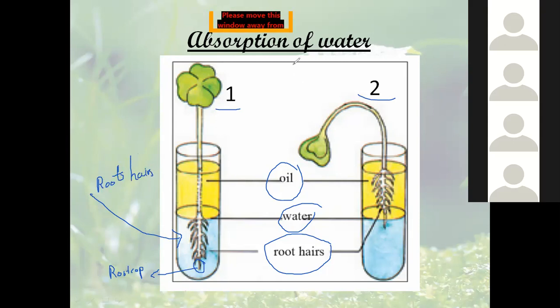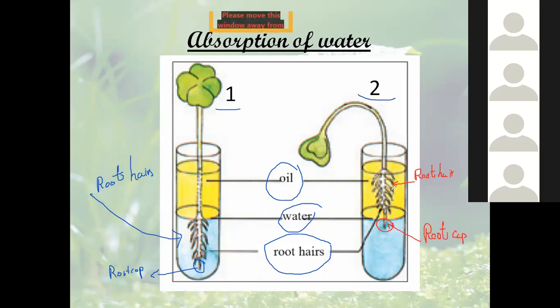As for tube 2, the roots are in oil. Now, in tube 2, the root hairs are where? In the oil. While the root cap, it's where? It's here, at the end of the tube, in water. The root hairs are in oil, and the root cap is in water here.